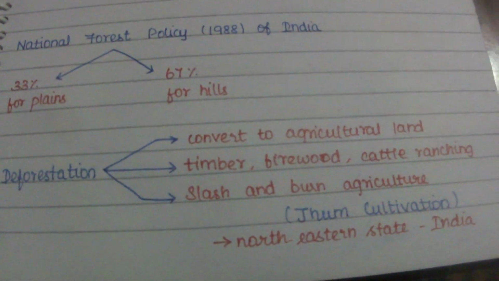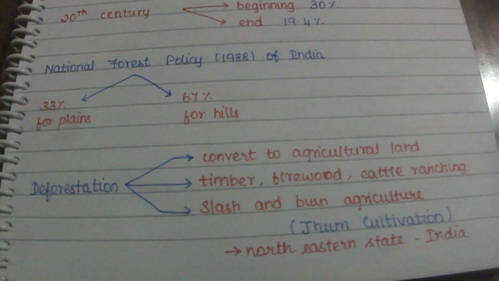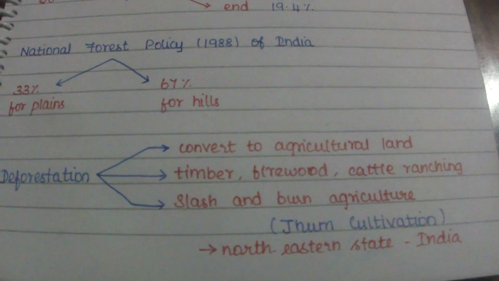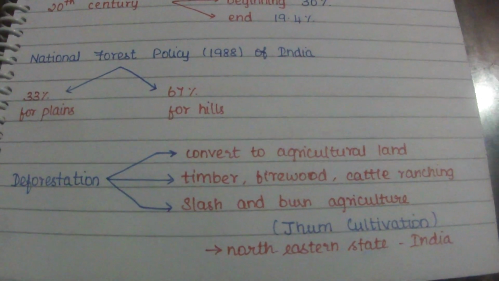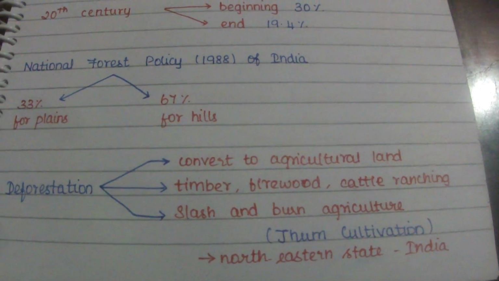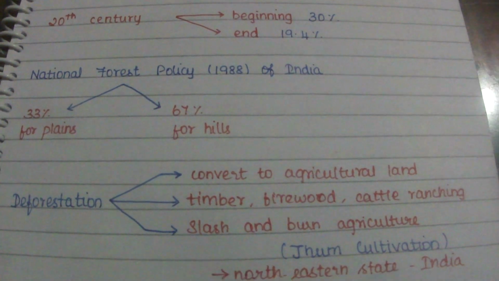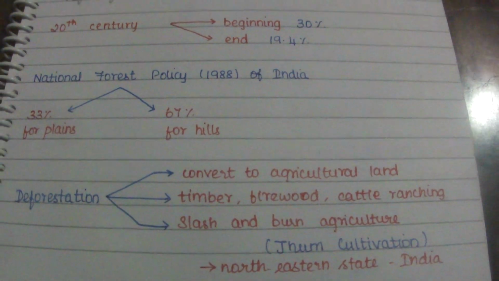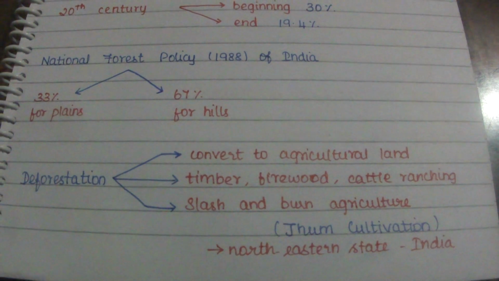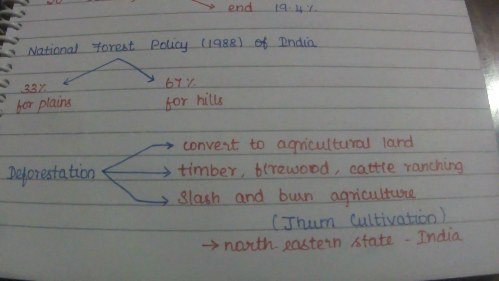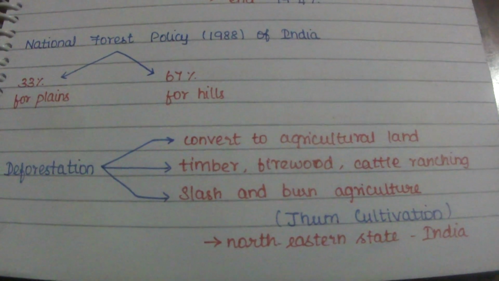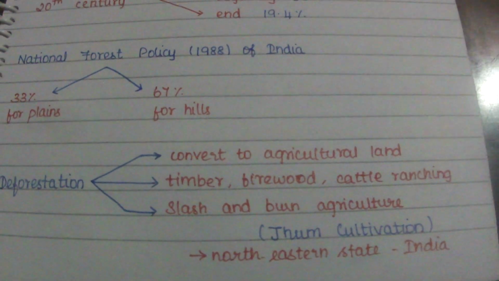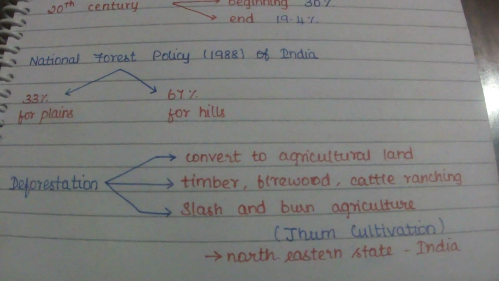How does deforestation occur, and for what purposes? Deforestation occurs for the need of agricultural land. If one needs land to cultivate, he searches for a new area, cuts down all the trees in that area and converts it into agricultural land. Trees are also cut down for timber, firewood, cattle ranching and several other purposes, so the trees in the forest are completely destroyed.